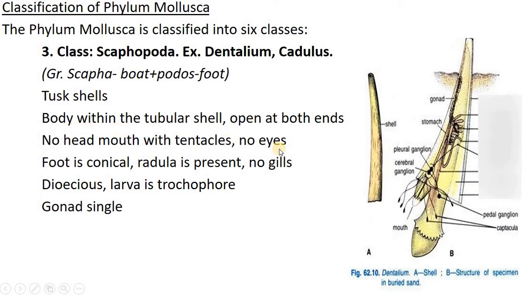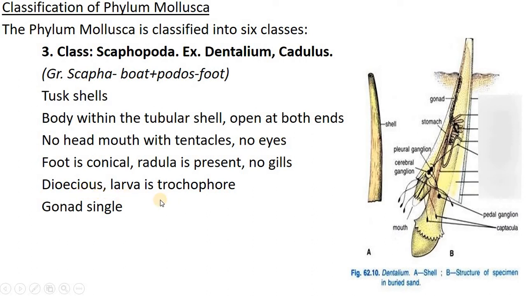The body is within the tubular shell, open at both ends. No head, so the head is absent. Mouth with tentacles. Eyes are also absent because it is completely burrowing in the soil, so there is no need for eyes. The foot is conical and the radula is present. No gills. Next one, dioecious.